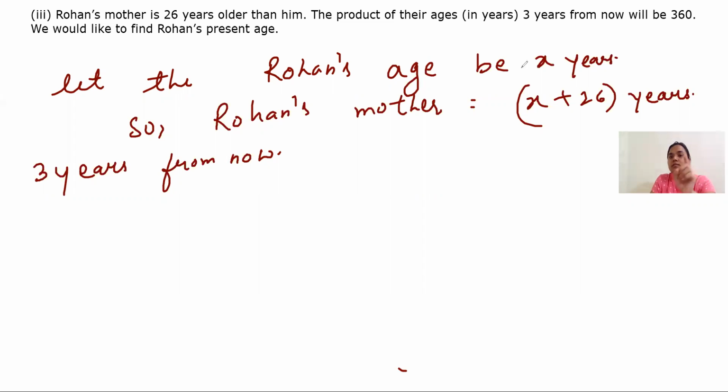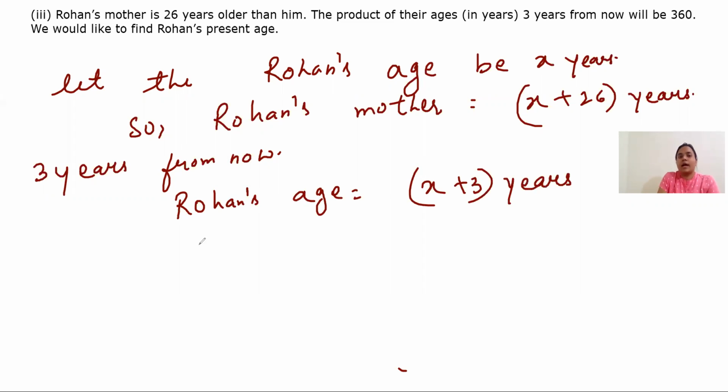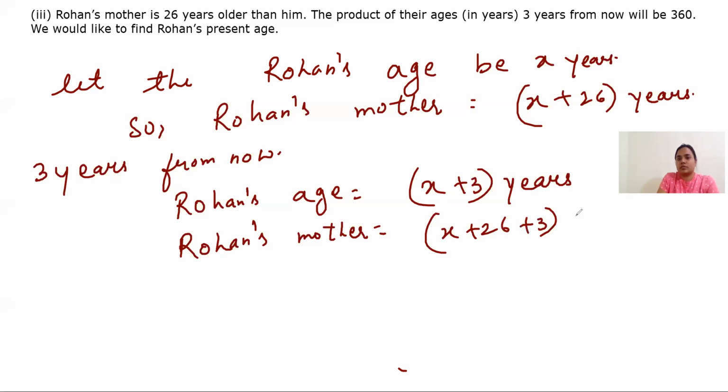So if Rohan is x years old now, he will be x plus 3 after 3 years. So after 3 years, Rohan's age will be x plus 3 years and Rohan's mother will be x plus 26 plus 3 years, that is equal to x plus 29 years.